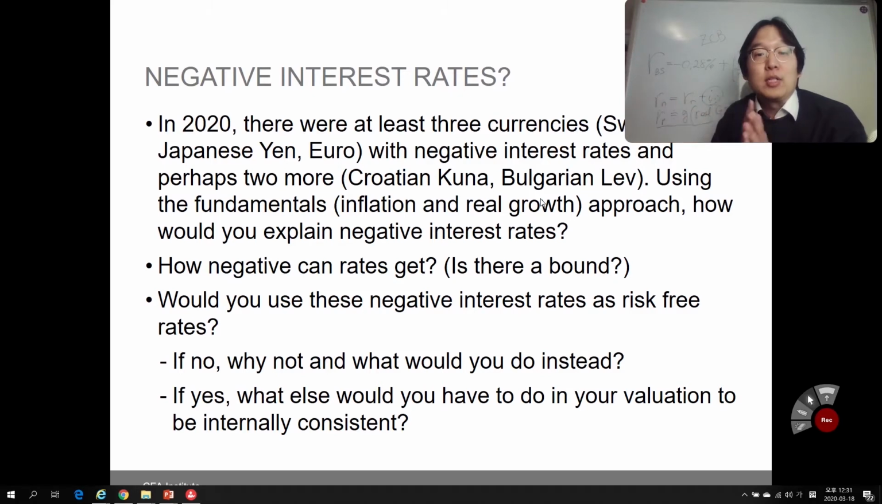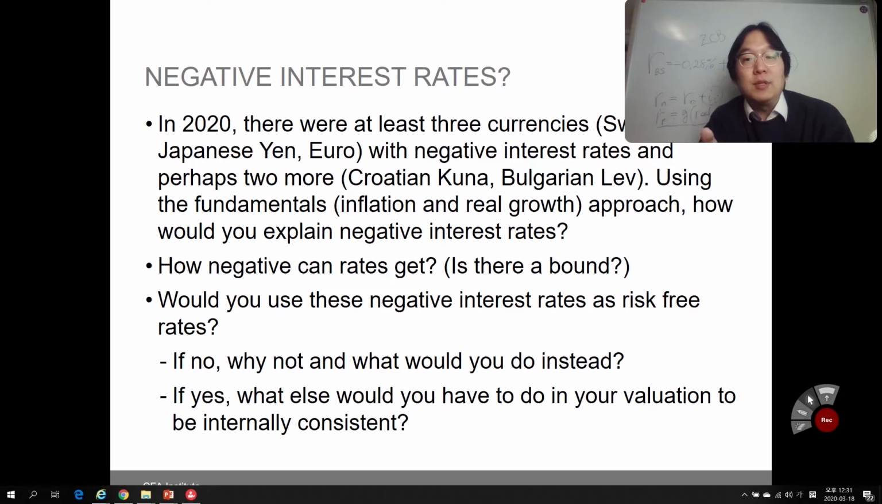And how much can the negative rates go down? Is there some bound on it? Well, to the extent that it helps our convenience, maybe the transaction cost equivalent, it may go below that level, but not much more than that.